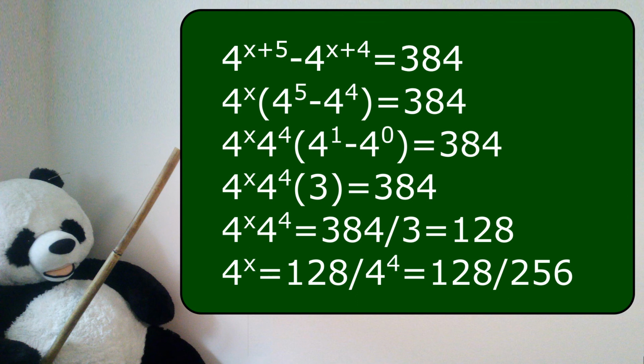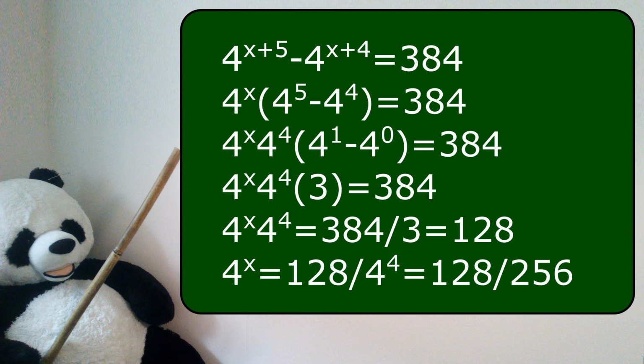At this point, we could just plug those into a calculator and do 384 divided by 4 to the power of 5 minus 4 to the power of 4. Or we could factor that further and take the 4 to the power of 4 out of those brackets and have 4 to the power of 1 minus 4 to the power of 0, or 4 minus 1, which is 3. And that would give us 4 to the power of x times 4 to the power of 4 times 3 equals 384.